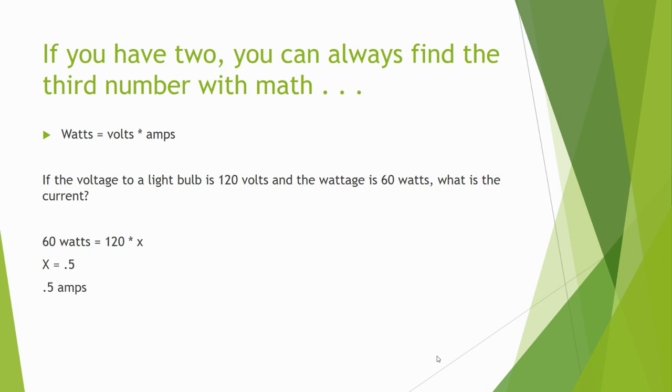If you knew that the voltage to a light bulb was 120 volts and the wattage that bulb pulled was 60 watts, you could easily figure out the current, which is the amps. So we know that 60 watts equals 120 volts times the amps. We don't know the amps, so we indicate it with an X. And then when we solve for X, we come up with 0.5 amps.